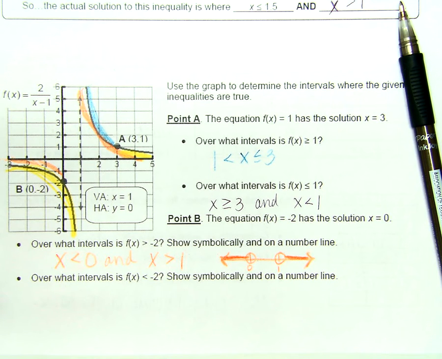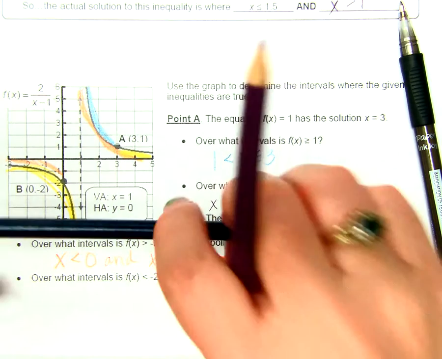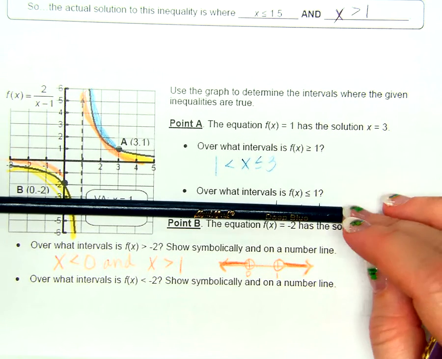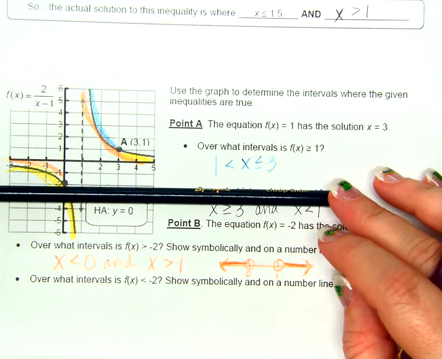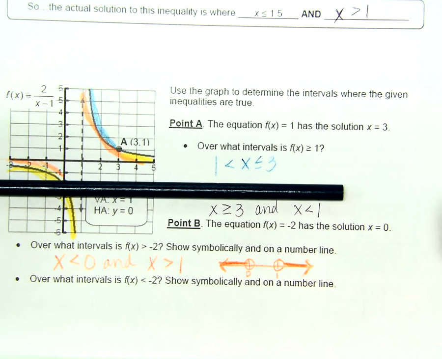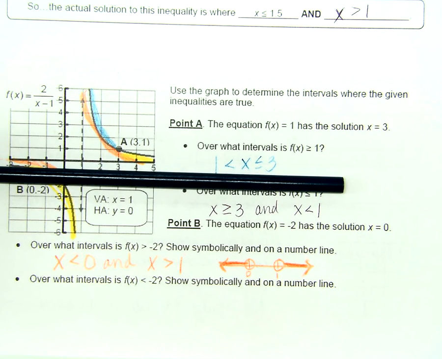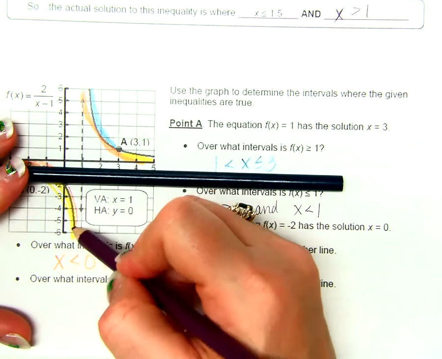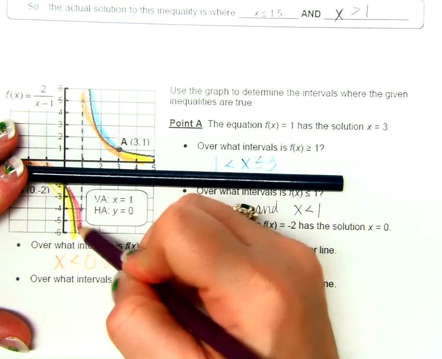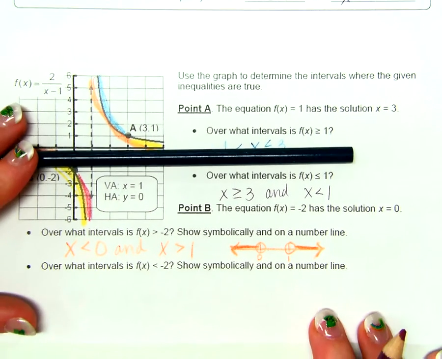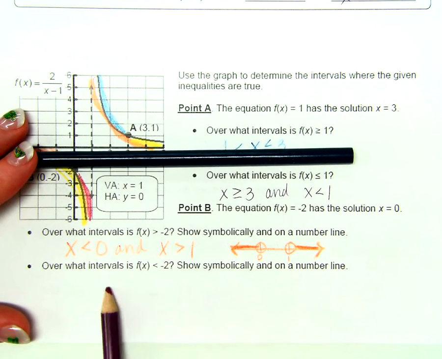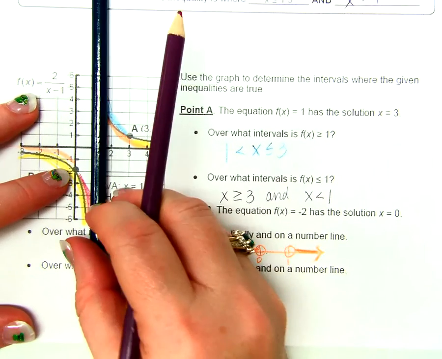So the last one. Over what intervals is the value of the function, so the y value, less than or equal to -2? Oh no, I did it backwards. Okay. Less than or equal to -2. Just right here, right? This pinkish purplish color. So what are the x values where that's true?